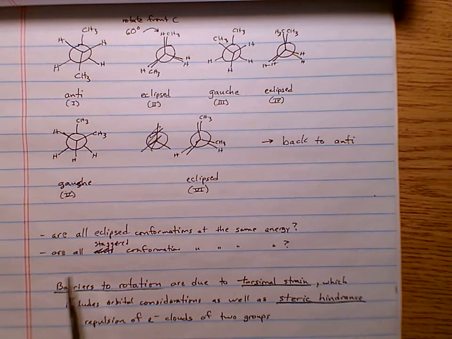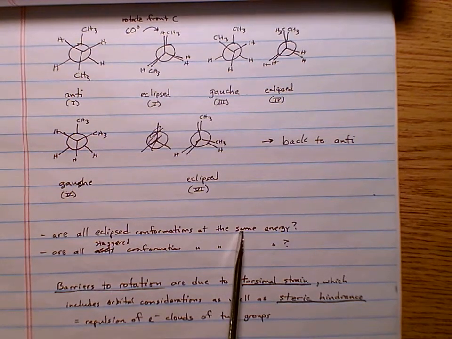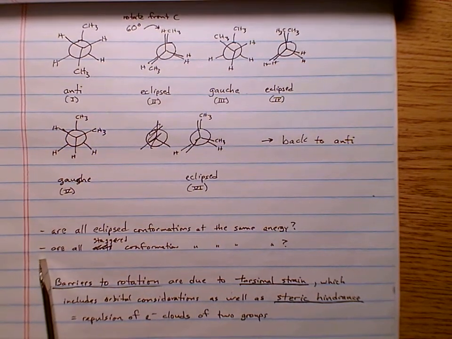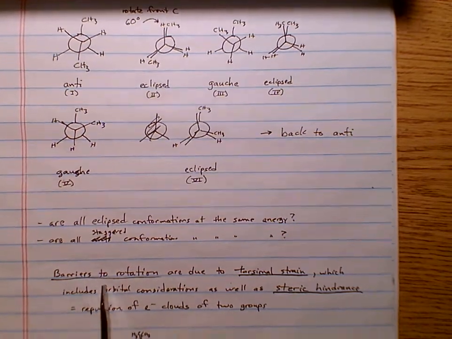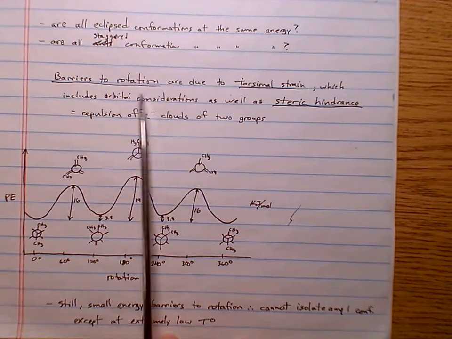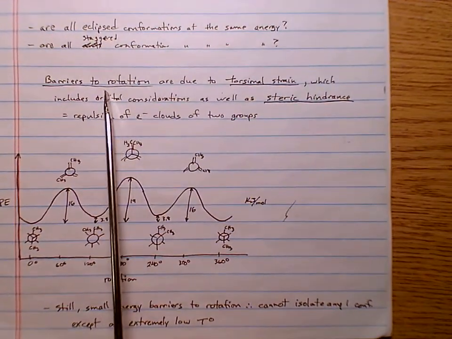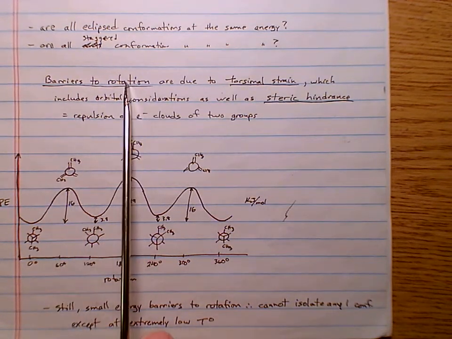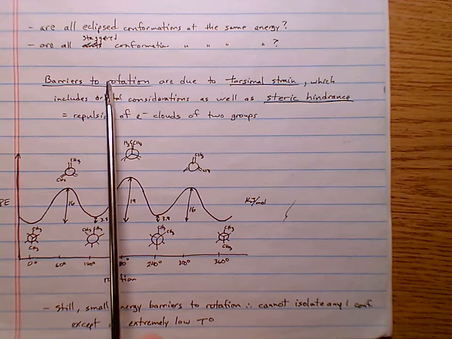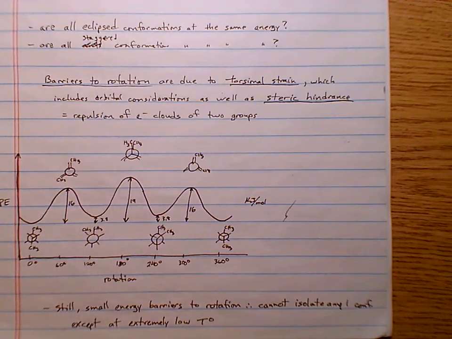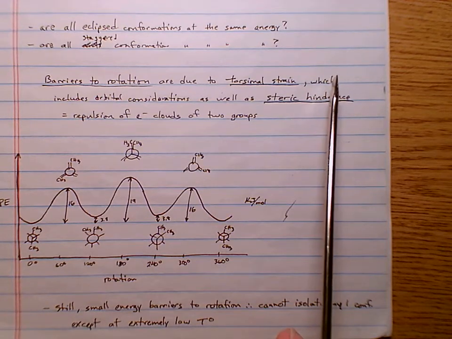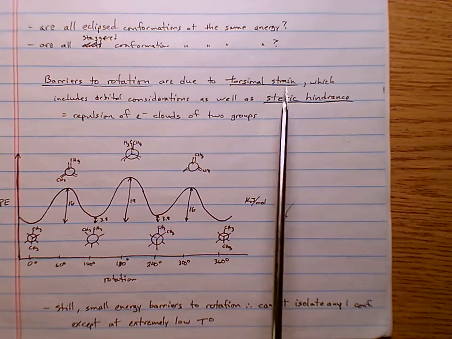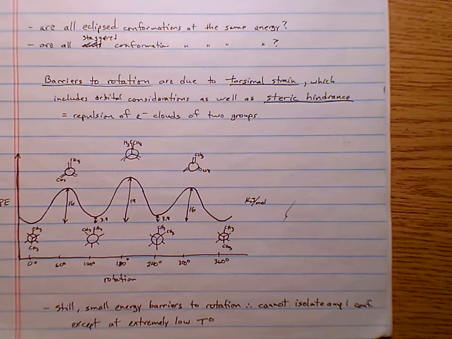Now the question is, are all the eclipsed conformations the same energy? Or are some more stable than the others? Are the staggered all the same energy? All right. Well, when we look at our barriers to rotation, we've already talked about the torsional strain due to the energy of the hyperconjugation in the eclipsing conformation that makes staggered lower in energy, makes staggered more stable.